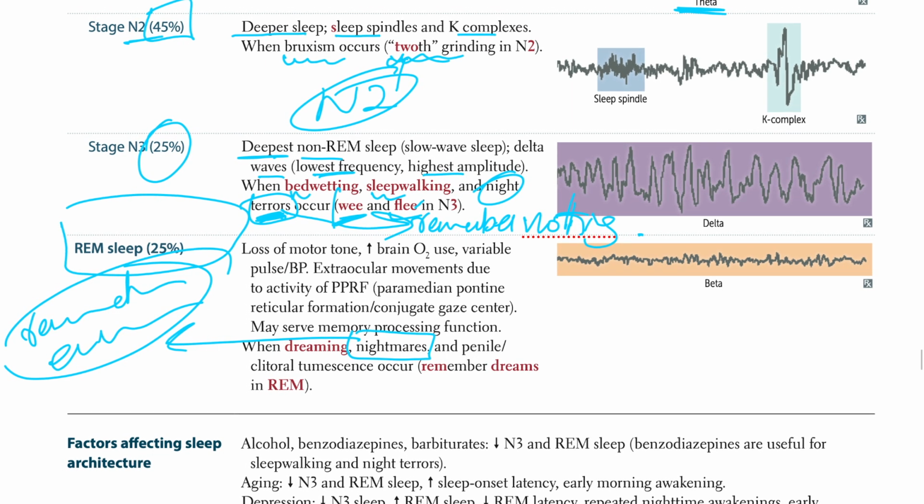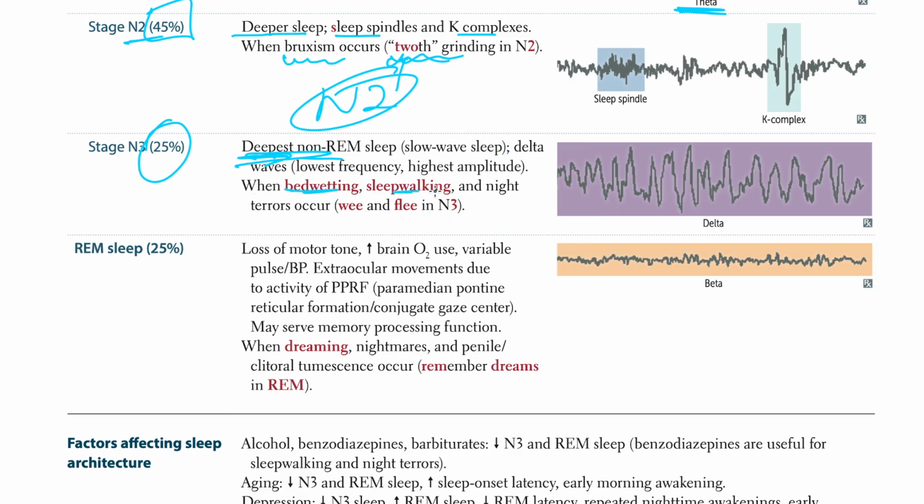But going back up top, what do we have? Delta waves are the deepest sleep: D for deepest sleep, D for delta. And you have bedwetting, sleepwalking, and night terrors, so the mnemonic is we flee in N3. And N3 duration decreases with each sleep cycle. As you know, the REM sleep increases with each sleep cycle, right?